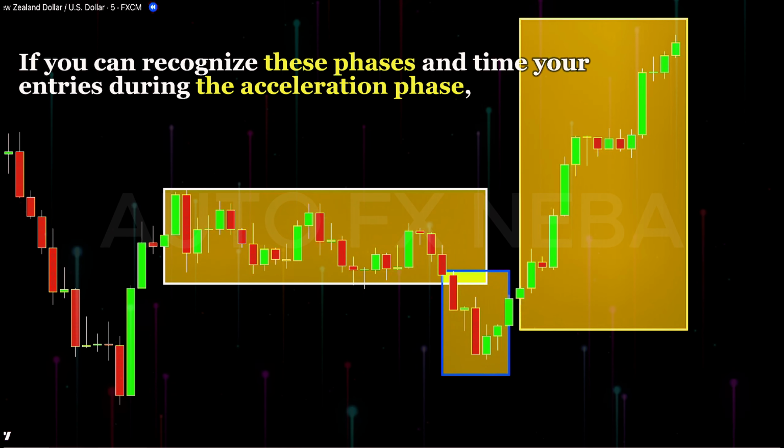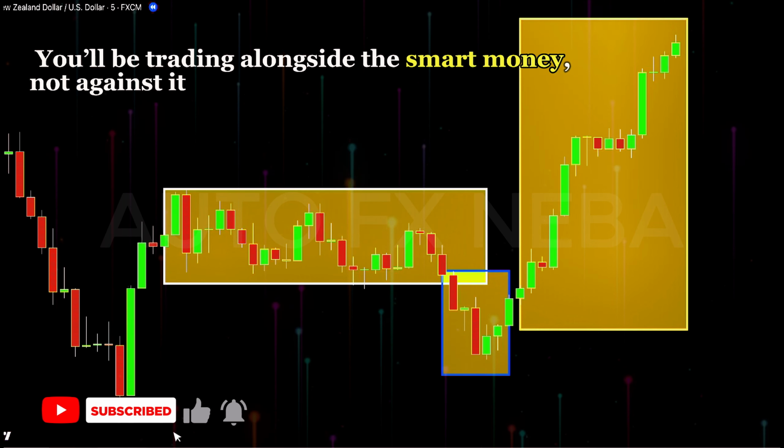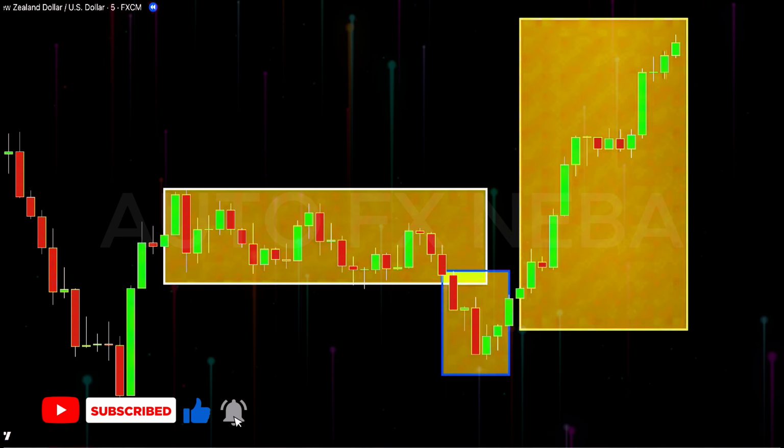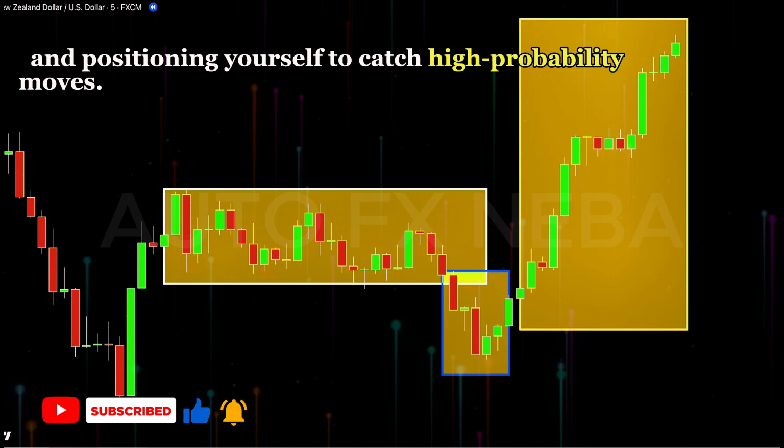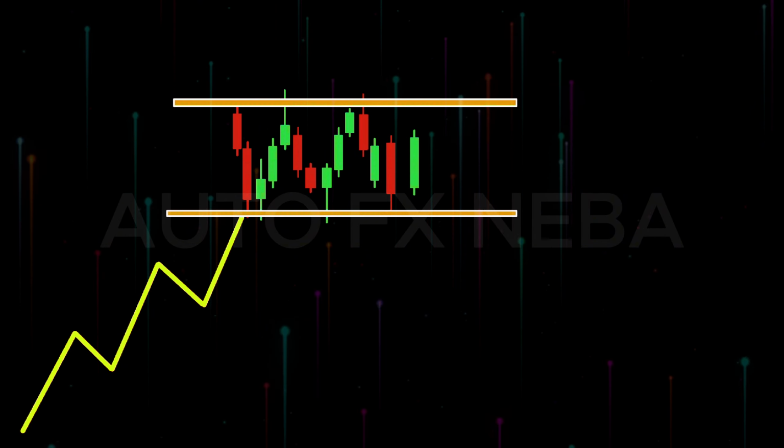If you can recognize these phases and time your entries during the acceleration phase, you'll be trading alongside the smart money, not against it, and positioning yourself to catch high probability moves. Let's look at how to actually trade the power of 3 in both bullish and bearish markets.